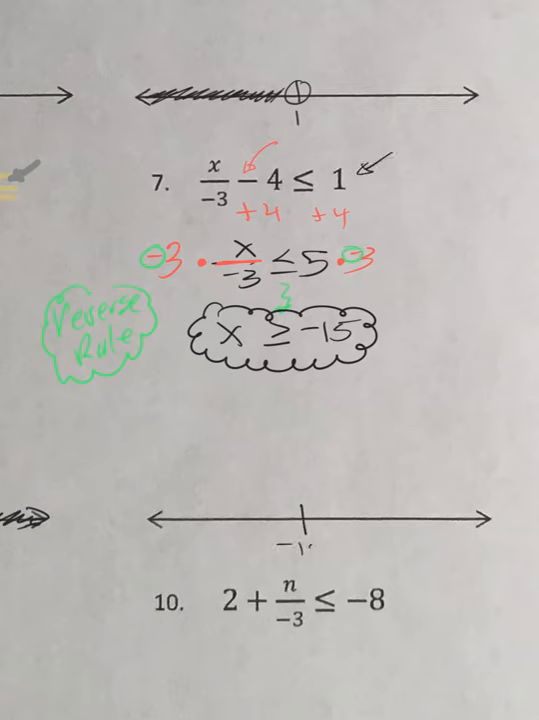So all the numbers that are greater than or equal to -15, and because there's an equal to, that has to be solid, and greater than would be to the right. So make sure it's obvious which side you're shading.